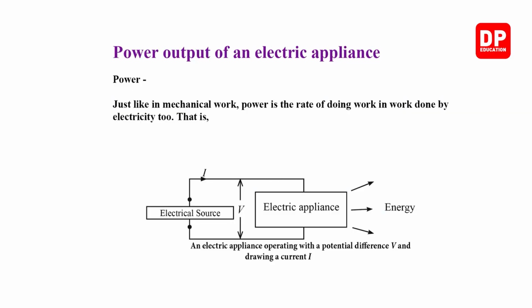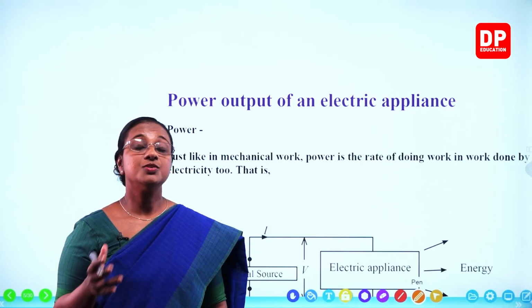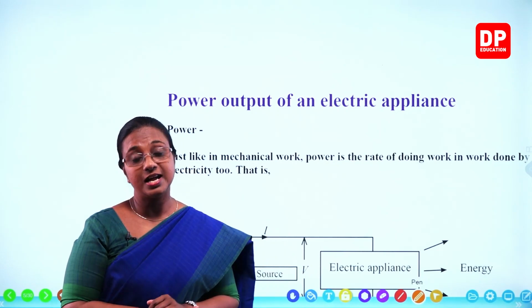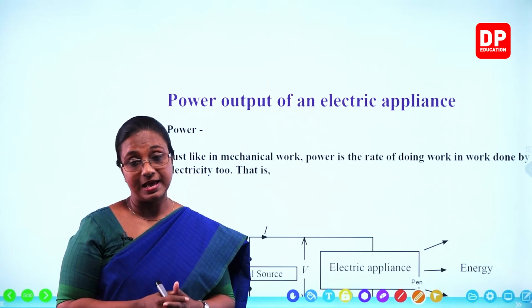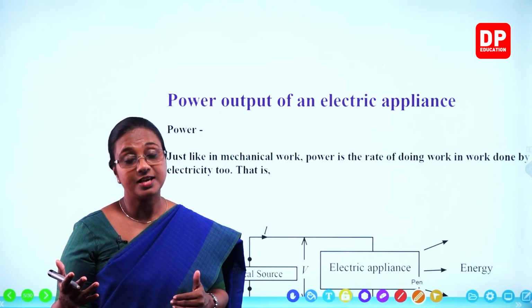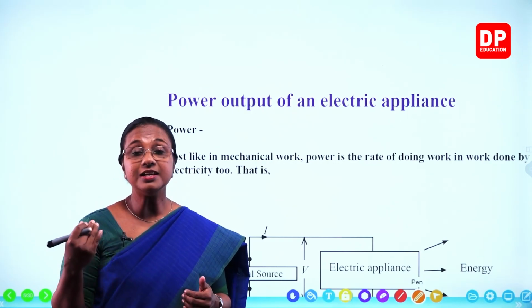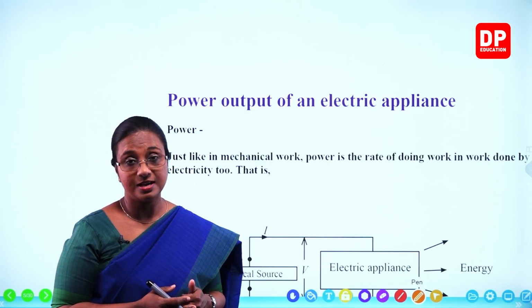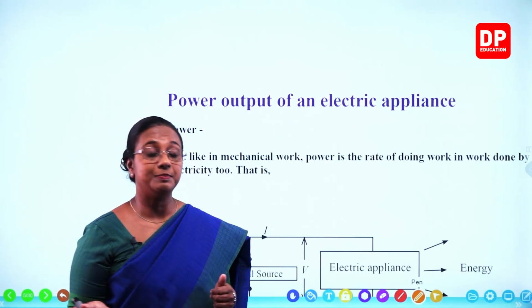Power output of an electric appliance. When we say power, what is power? Work done in a unit time. So here also it is the work done in a unit time, work done by the electric appliance in a unit time, or it is the electric energy consumed in a unit time. That is what we call the power of an electric appliance.